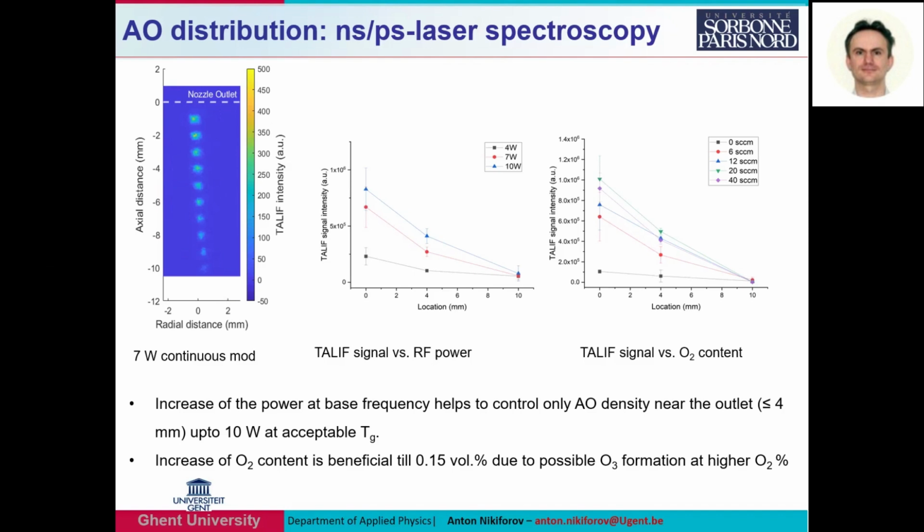Which means that you can increase the amount of molecular oxygen, but you are limited by the way you optimize your system for the high production of atomic oxygen. You cannot go too high because you start to produce unrecyclable products like ozone. This is what we see at the highest concentration of molecular oxygen.